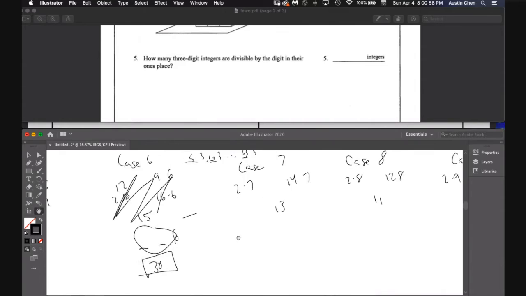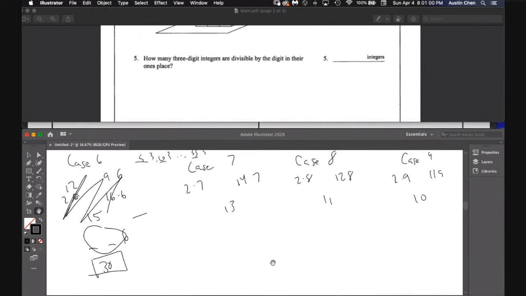Okay. Case 7. So for 7, you always need the two-digit number to be divisible by 7.